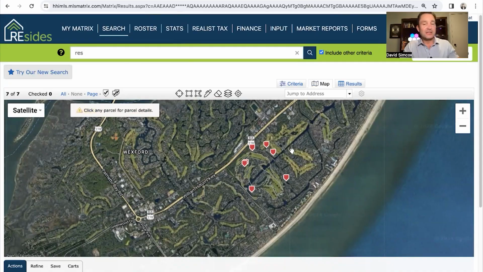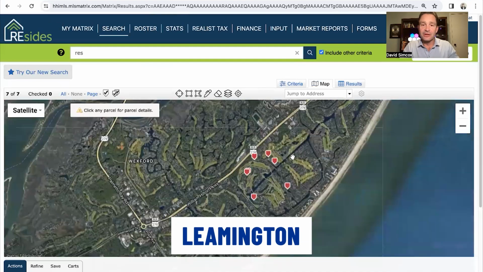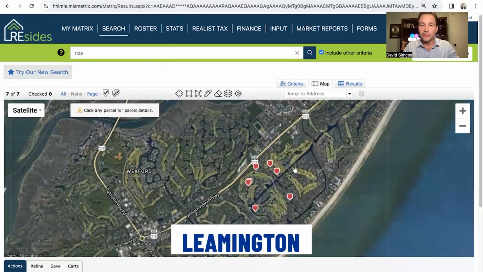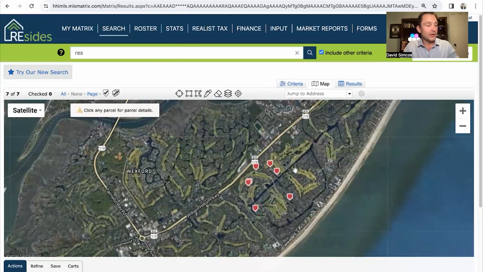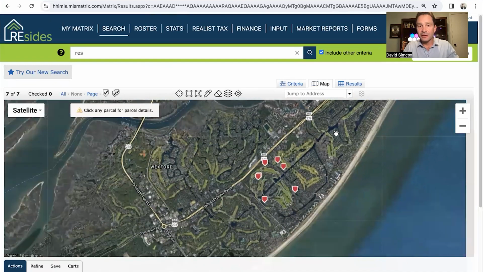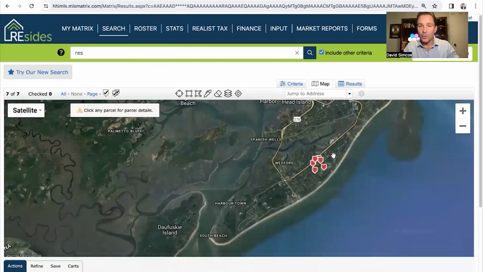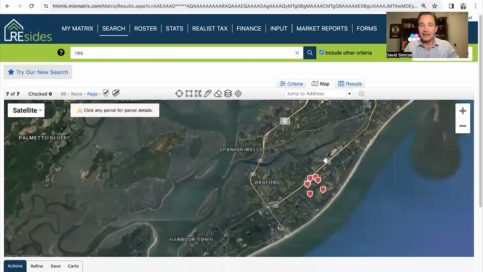All right, so now we didn't have any in the letter J or the letter K, but we're coming back and now we're in the letter L. And so this is actually not its own neighborhood in and of itself. This is part of Palmetto Dunes, but this is called Leamington. And Leamington is kind of a little bit more exclusive part of Palmetto Dunes. And let's just jump over here and see how many we have. You can see right here on the map where Leamington is at.